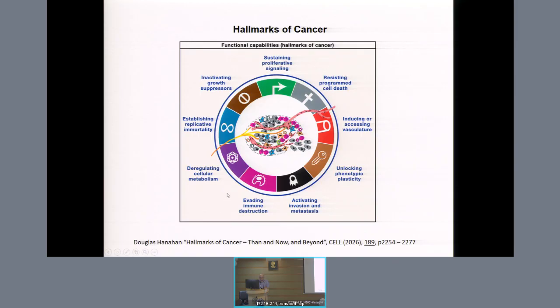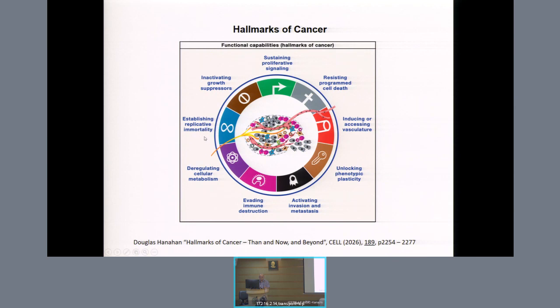Then deregulation of cellular metabolism. Normally, energy is required through the citric acid cycle, where I think 34 or 36 molecules of ATP are obtained, but cancer acquires the capability of aerobic glycolysis, which gives you only 2 molecules of ATP. So there is increased demand for glucose, and I will tell you about this when talking about PET scanning. So advantage is taken of this property.